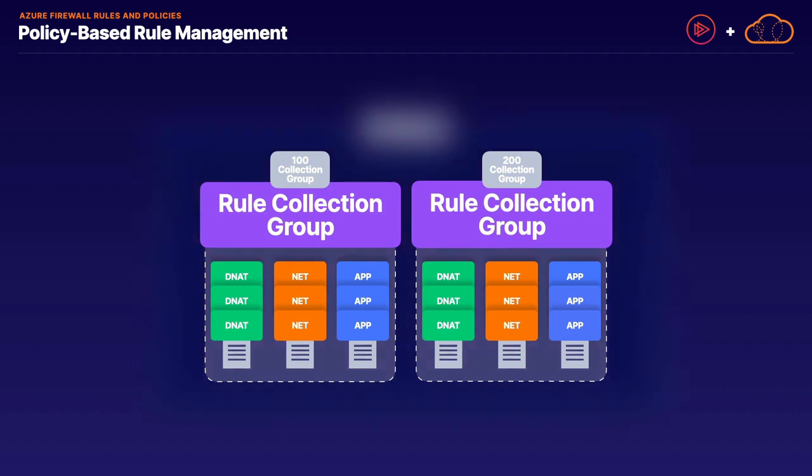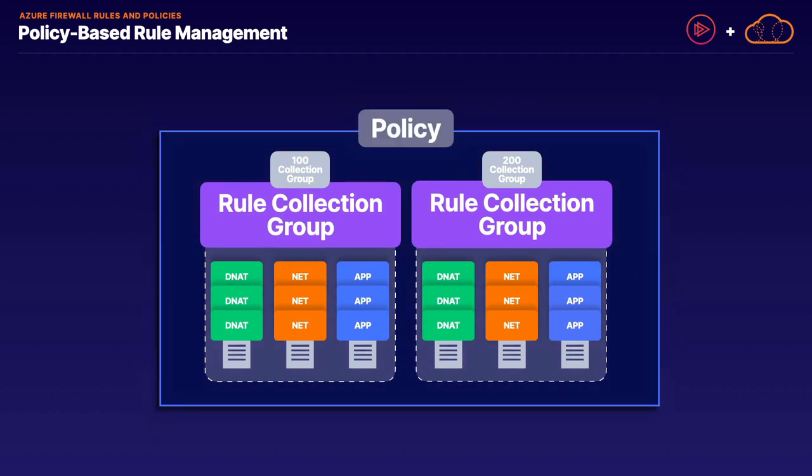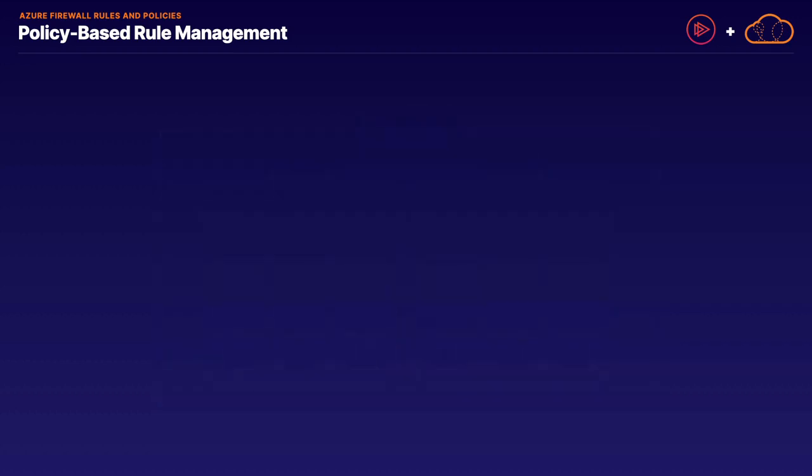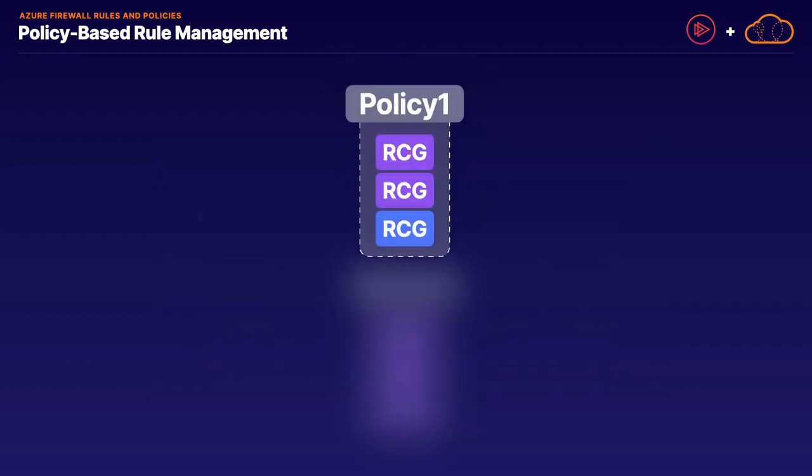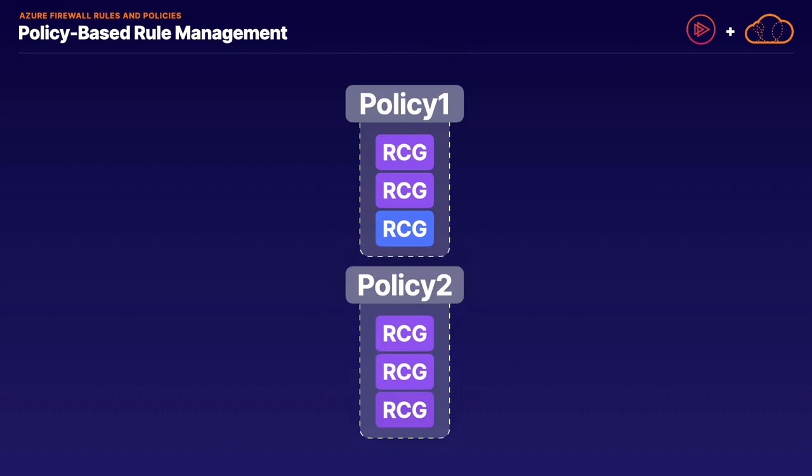And all of this gets grouped into a policy object. So we have our rule collection groups existing inside of our policy. And in each of these rule collection groups, we have our rule collections of DNAT, net, and application rules. Now, with this, we could have multiple policies, right? We could have policy 1, policy 2, each with multiple rule collection groups that have priorities, and inside of those rule collections for DNAT, network, and application rules. And those rule collections have priorities, and then the actual rules exist on those rule collections.